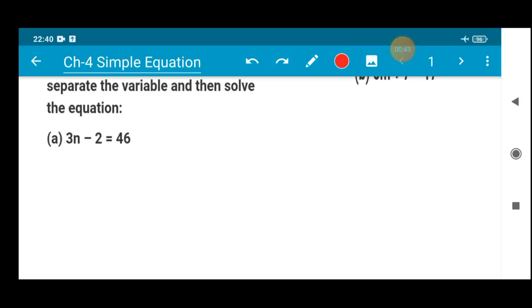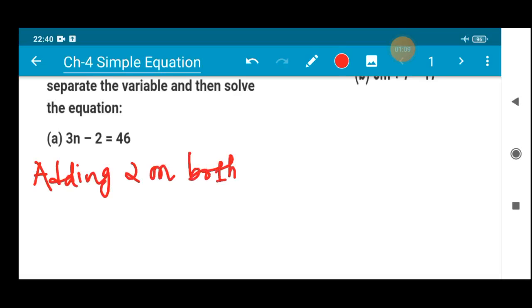In order to do that, you can see there is a -2. You remember question number 1, whenever there is a minus sign or a plus sign, then respectively addition or subtraction should be done, that is, the opposite should be done. So what I'm going to do here, I will be adding 2 on both sides. On both sides means on the left hand side and right hand side. Because there is a -2, that's why I will be adding +2.